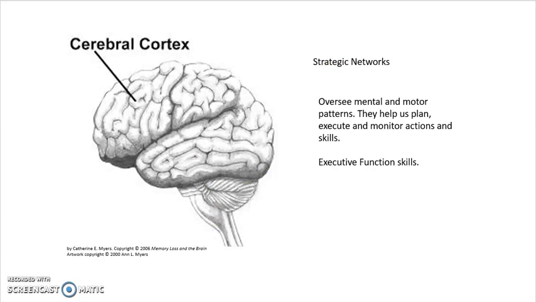The strategic networks are located in the frontal cortex. I'm going to draw it with pink so you can see right here. This is the frontal lobes. Our strategic networks enable us to plan, execute, and monitor our internal mental patterns as well as our motor patterns.